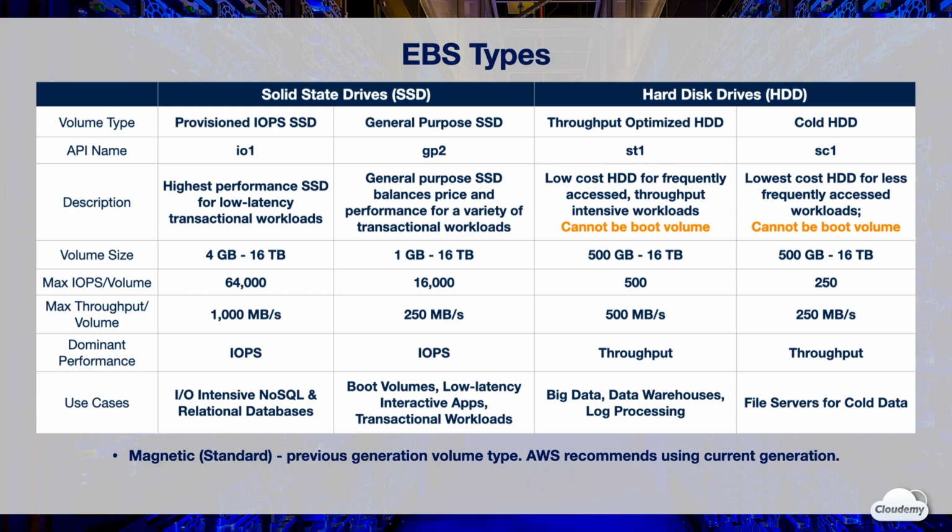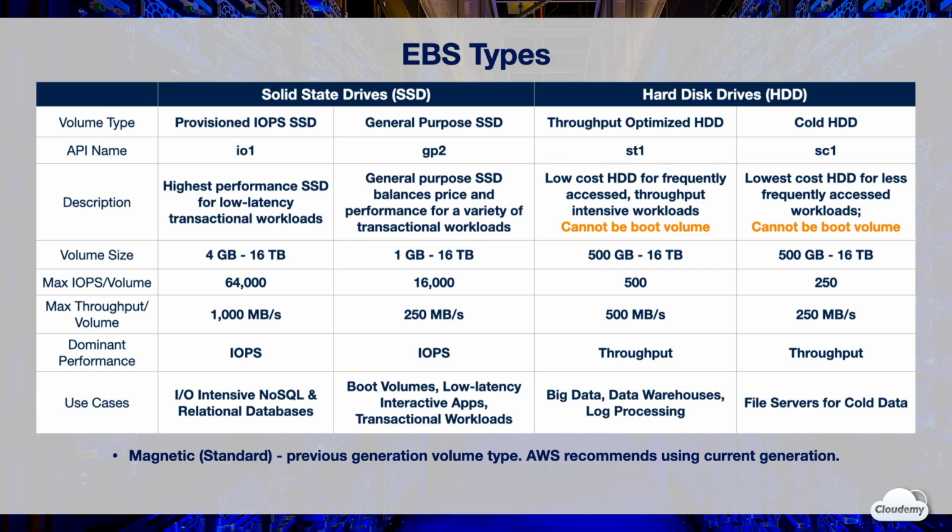Cold HDD or SC1 volume is the lowest cost HDD storage. Each cold HDD volume can provide 250 maximum IOPS and 250 megabytes per second maximum throughput. It's designed for less frequently accessed workload with large cold datasets. Both throughput-optimized HDD and cold HDD cannot be used as a boot volume. There is also a legacy EBS type called magnetic standard volume. This is the previous generation volume type.